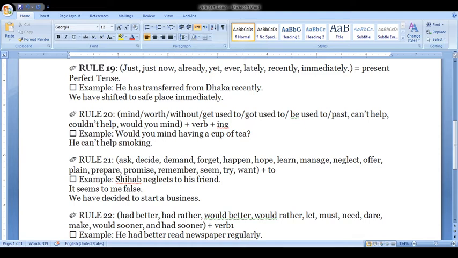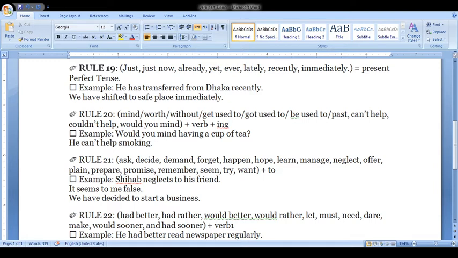So rule 19 says if you find just now, already, yet, ever, lately, recently, immediately in any sentence, then you have to follow present perfect tense. So he has transferred from Dhaka recently, we have shifted to a safe place immediately. So as soon as we found the two words recently and immediately here, we followed the present perfect tense structure here.